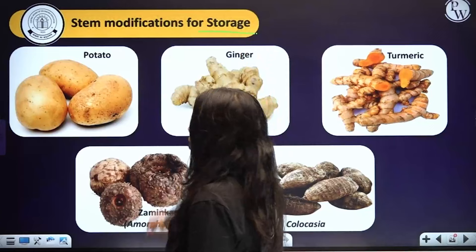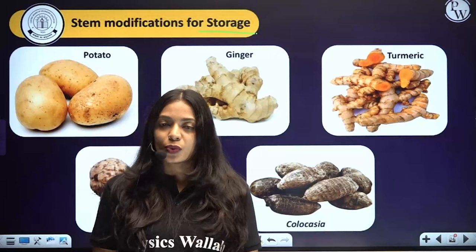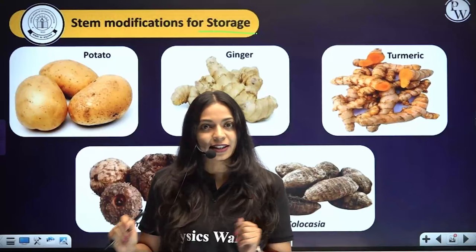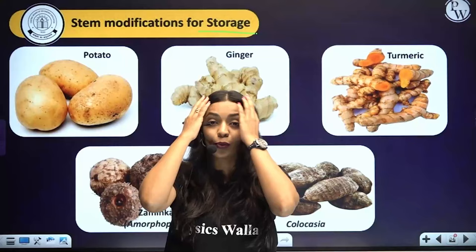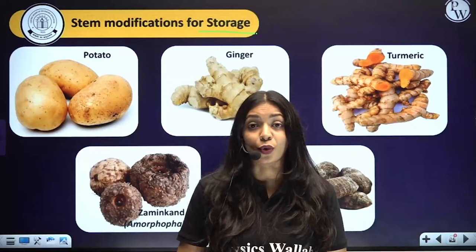We learned about root modifications for storage as well. This can be a confusion point for some students, where you cannot recollect which is a stem modification and which is a root modification. Now, in our lower grades, we've learned for the longest time that anything that is found below the ground is the root and anything that's found above the ground is the stem, right? Which changes once you come to your 11th grade. So how you can now differentiate whether an organ is a root or a stem is by checking for the presence of nodes and internodes.